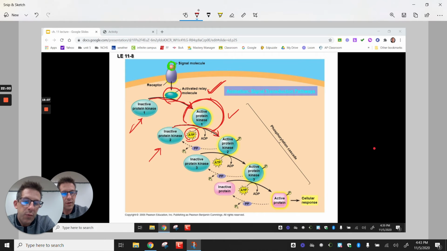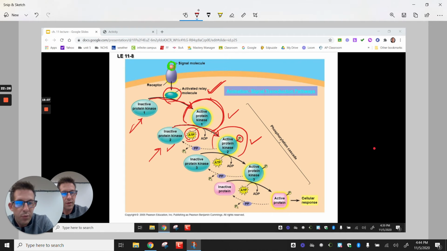So, we take protein kinase 2, we add some ATP, and we phosphorylate it. That's what we see has happened right here. We've added that phosphate group to protein kinase 2. And so we see that it has changed shape. It is no longer an oval, it is now a sphere. And so protein kinase 2 is active. Okay? Check that one off.